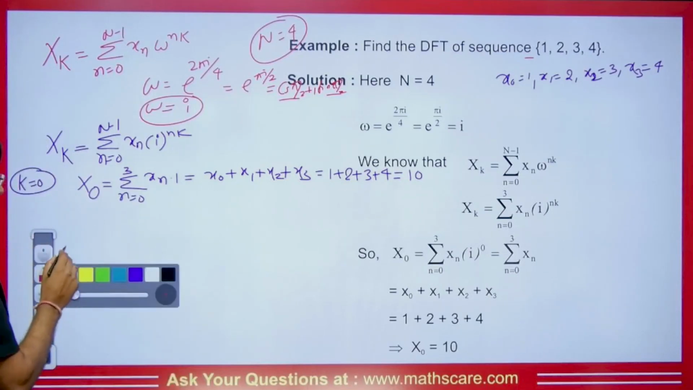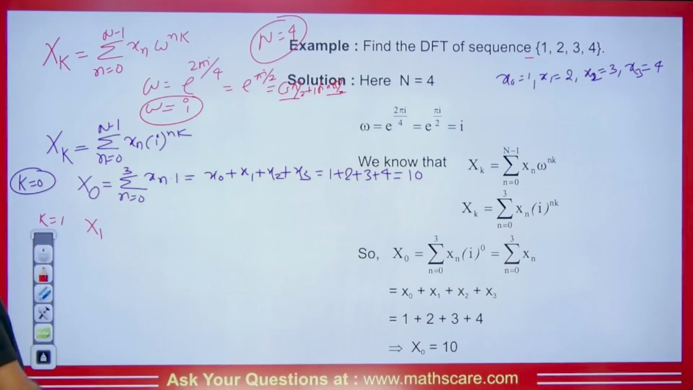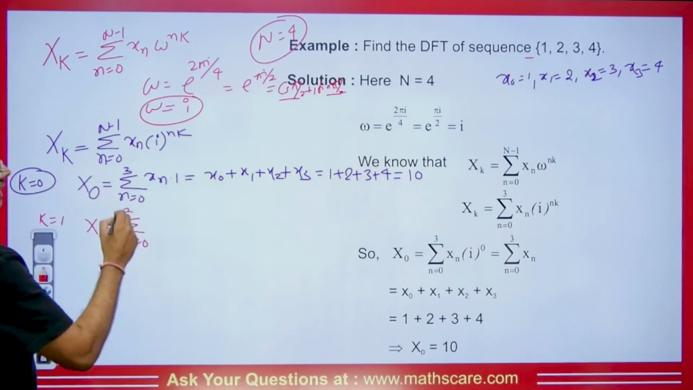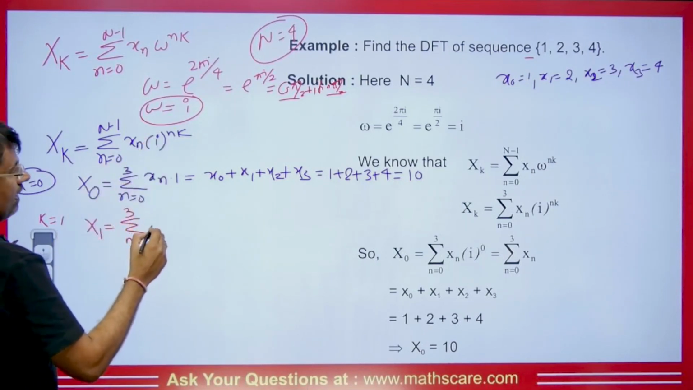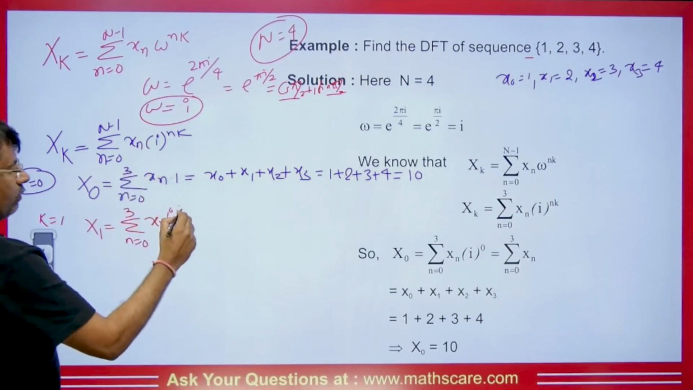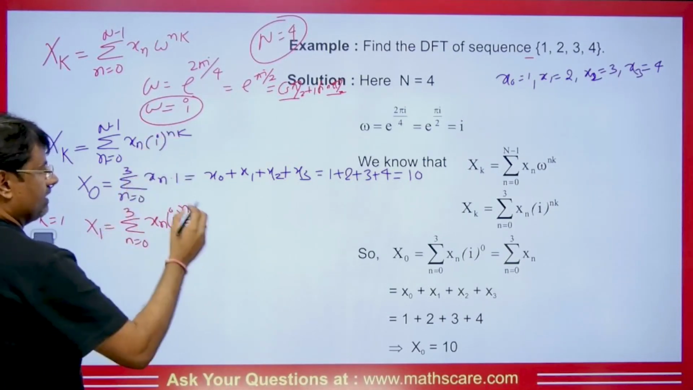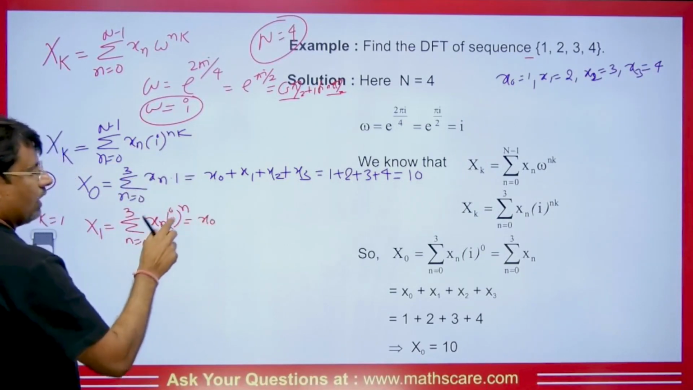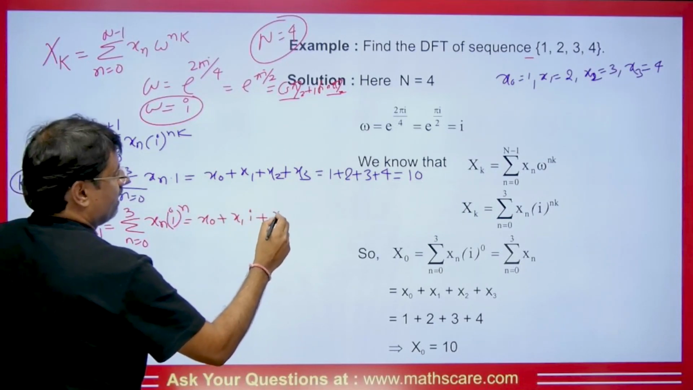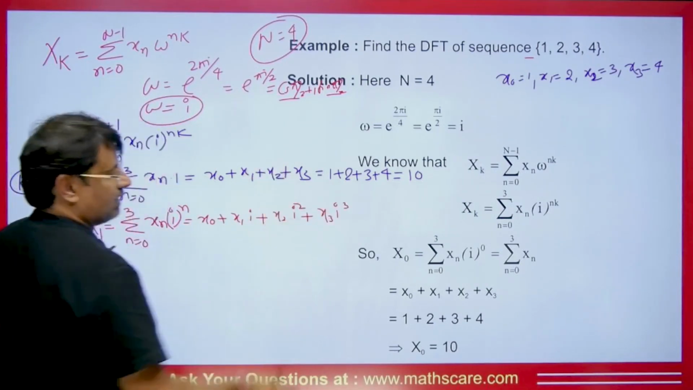Now students, if you are asked, what will be the value of capital X1? You need to put k as 1. When the value of k is put as 1, then this will be n is equal to 0 to 3, xn into iota to the power n, because we are placing the value of k as 1. When we put n as 0, x0 will come with iota power 0, which will be 1. If we put x1, it will be iota to the power 1. If we put x2, then it will be iota square, and x3 will be iota cube.